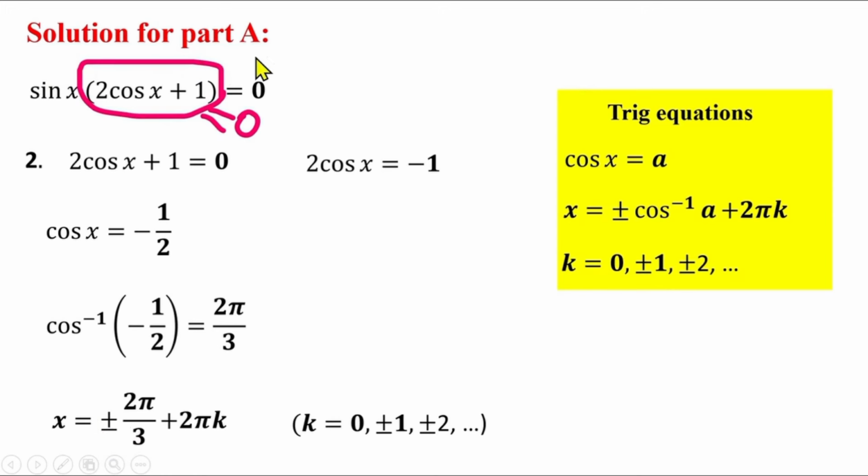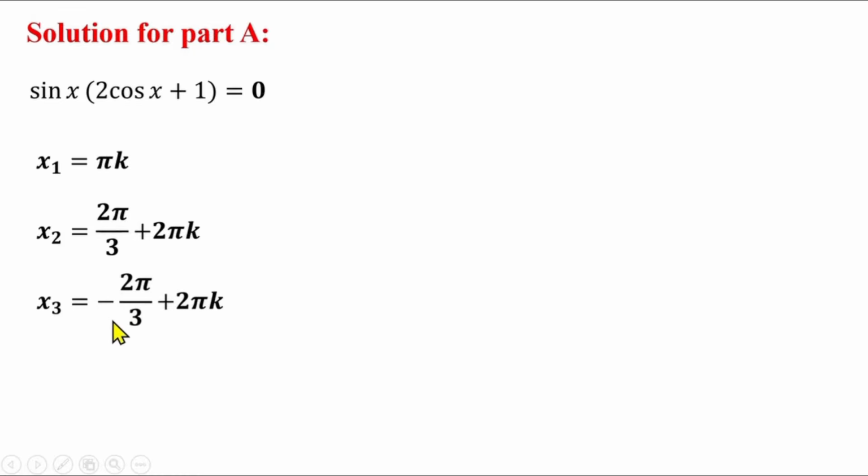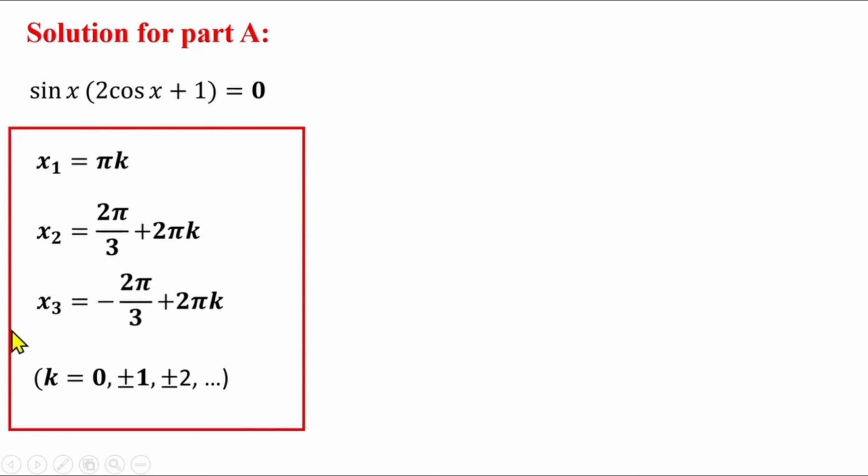So the solution for part A will involve three answers, namely x1 equal pi times k, for the case sine x equals 0, x2, the solution for when this bracket equals 0 with plus here, and the solution with minus here. So these are the answers. K for all of them is equal to what is here, and this is a full solution for part A.